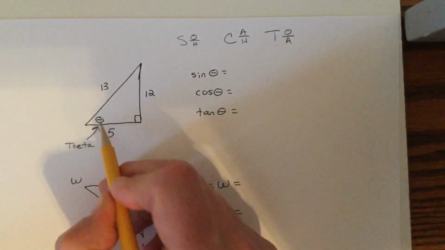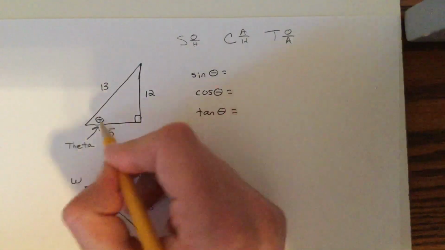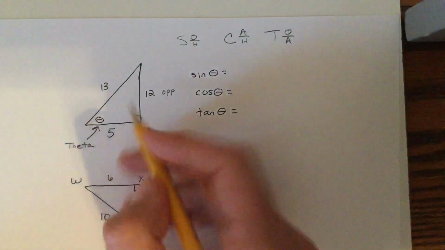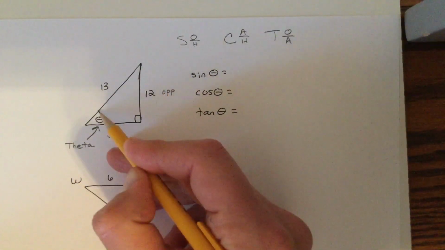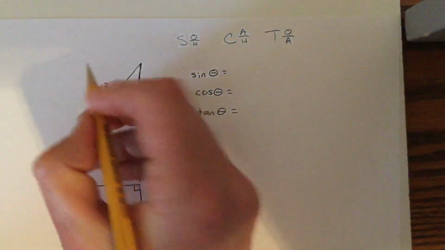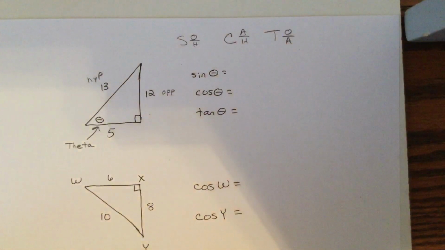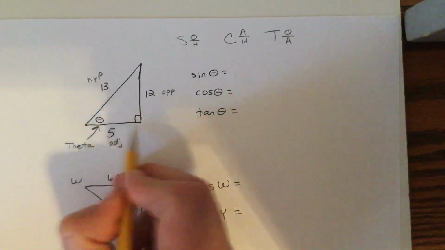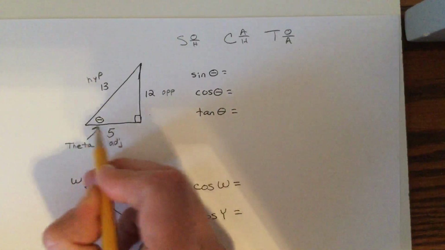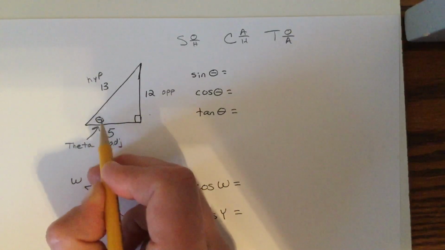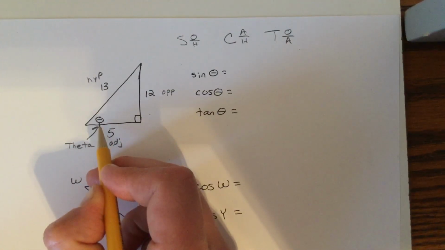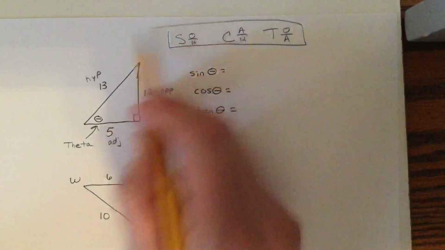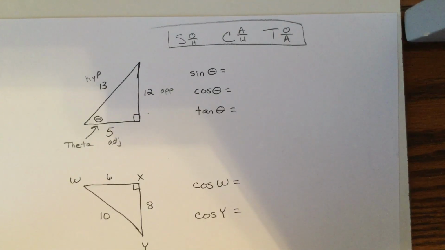So in reference to this angle, the 12 is opposite, it is across. So I'm going to just put OPP there for opposite. The hypotenuse is always the longest side of the right triangle. It's always across from the right angle. So we can label that hypotenuse. And then that leaves 5 as the adjacent. The adjacent side will be a leg that forms one of the sides of the angle that you are referring to. Okay?